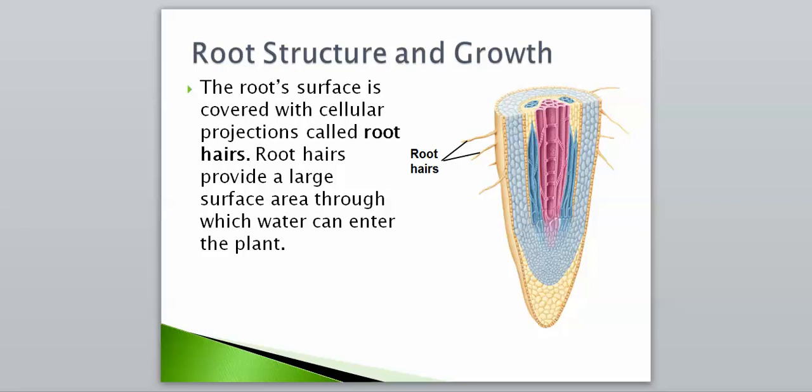So the root surface is covered with cellular projections called root hairs, and root hairs provide a large surface area through which water can enter the plant. You read an article about these, and we talked about them again being composed of dermal tissue. So you can see the little hairs, and they're just going to help take up as much water as possible, because the more surface area you have, the easier it is for you to get more water. So that's the function of the root hairs, to provide a large surface area through which water can enter the plant.